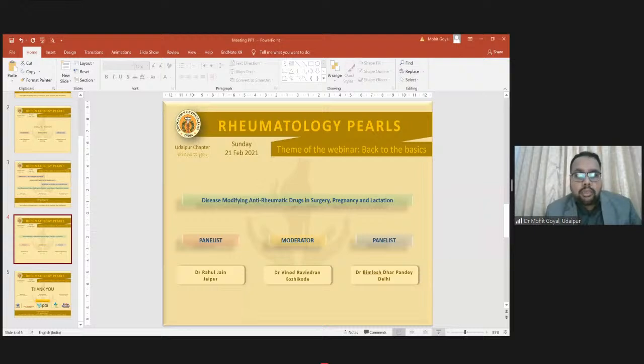Next, what you have is a panel discussion centering around the disease-modifying anti-rheumatic drugs. As we all know, DMARDs are an altogether different topic. There is a lot of debate as to whether these are immunosuppressants or immunomodulators, and there are questions about when to stop and which DMARDs are to be stopped before an elective surgery, which DMARDs can be safely given during pregnancy, and which can be safely given during lactation. So for this panel discussion, I'd like to introduce the faculty.